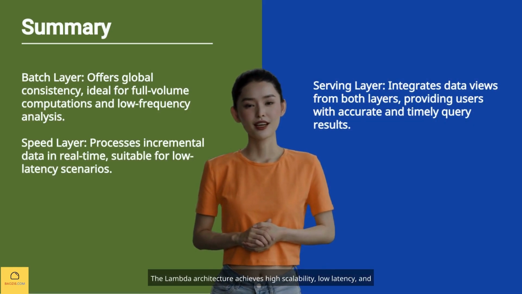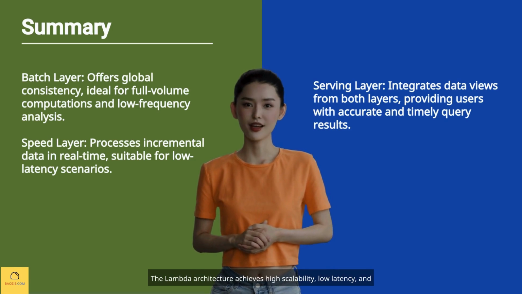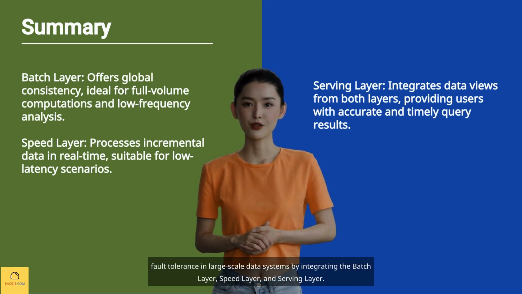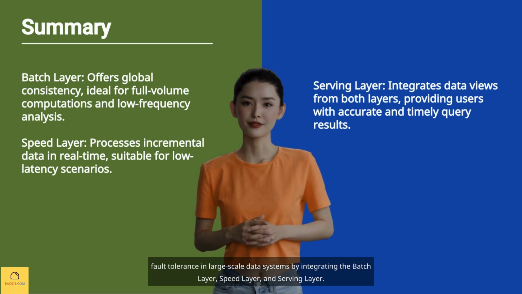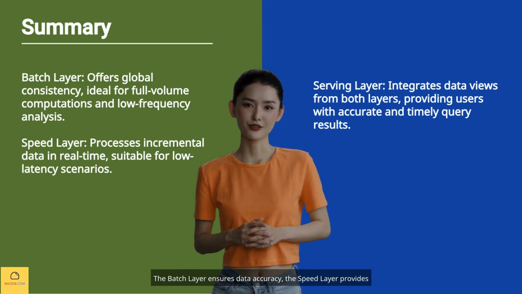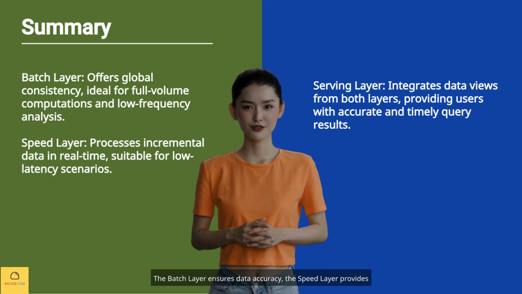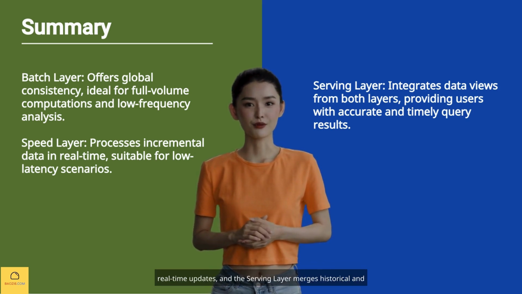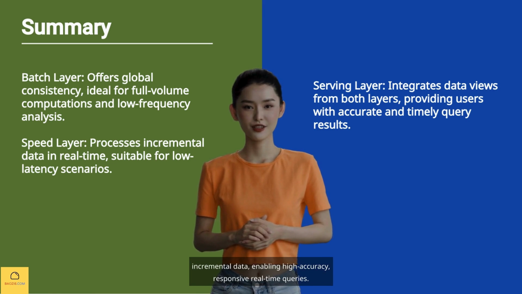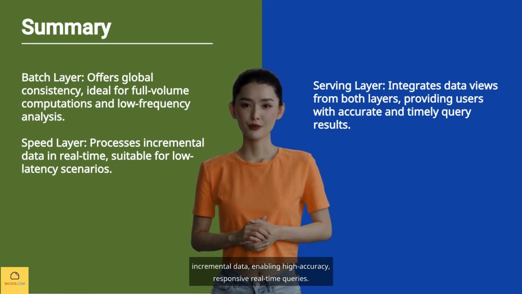The Lambda architecture achieves high scalability, low latency, and fault tolerance in large-scale data systems by integrating the batch layer, speed layer, and serving layer. The batch layer ensures data accuracy, the speed layer provides real-time updates, and the serving layer merges historical and incremental data, enabling high accuracy, responsive real-time queries.